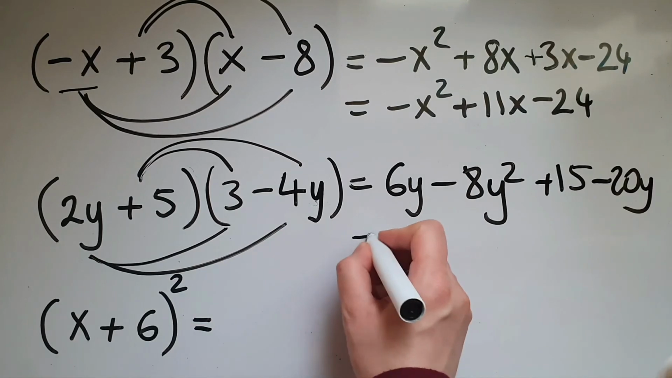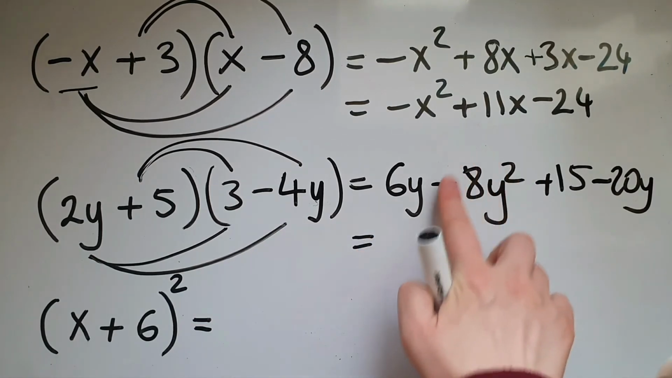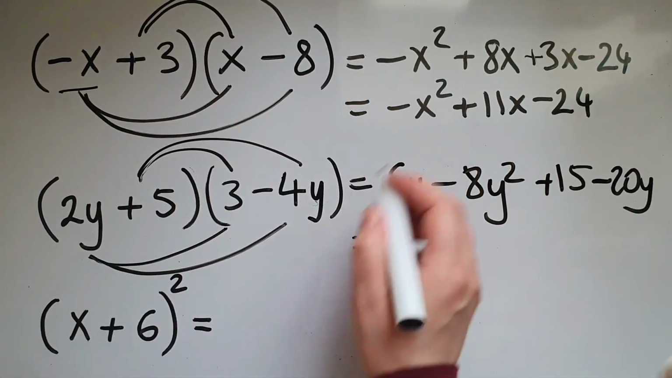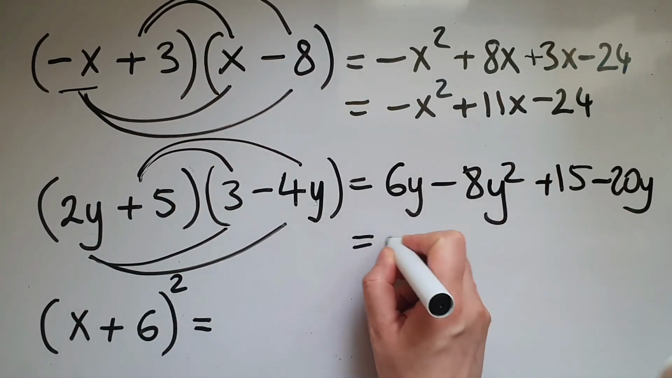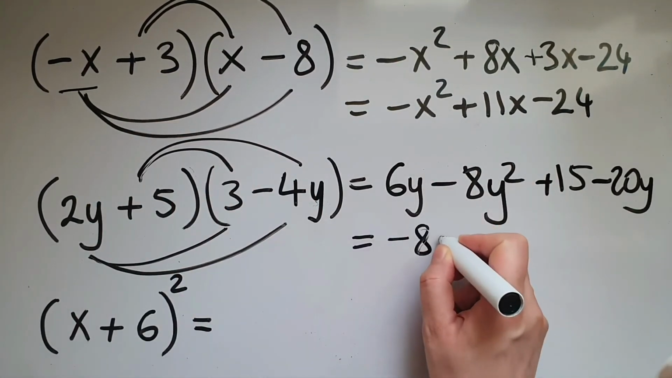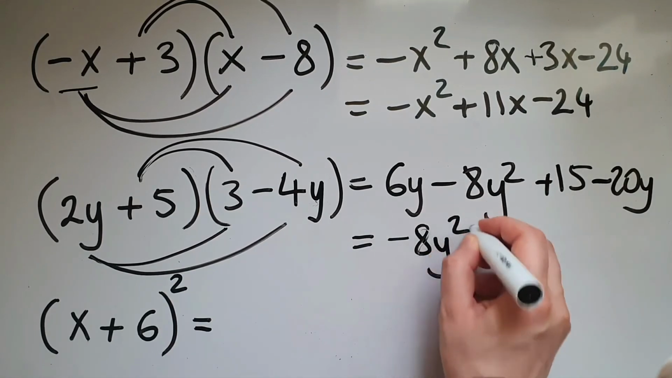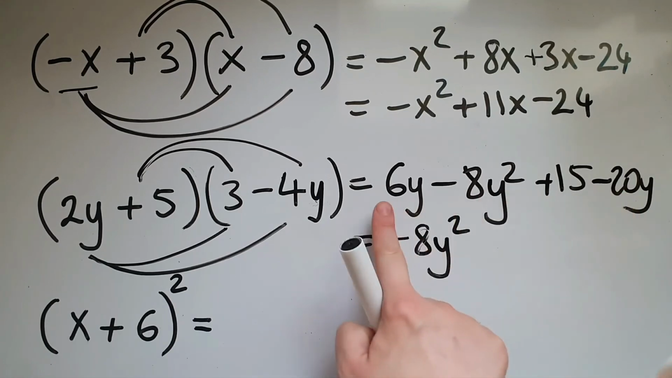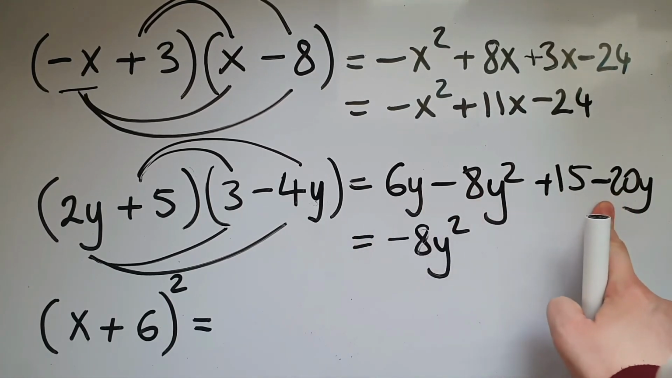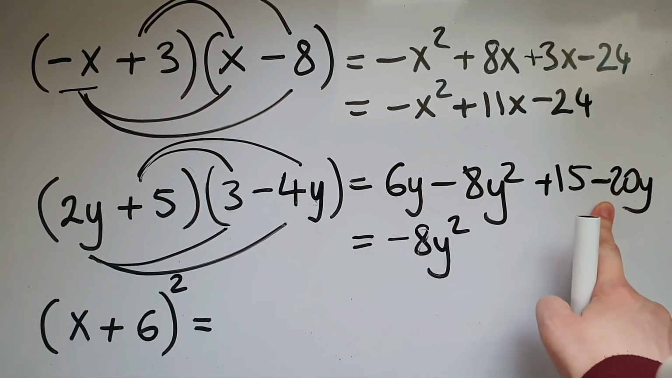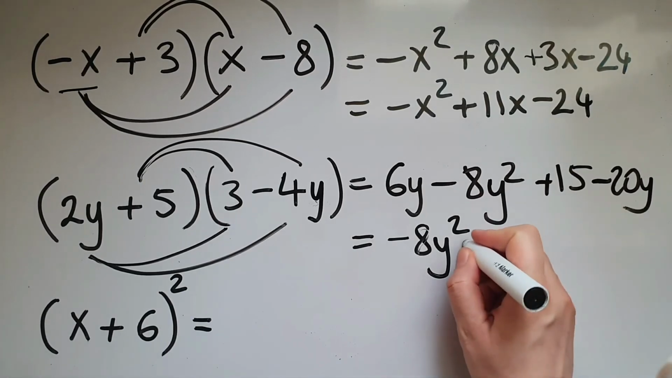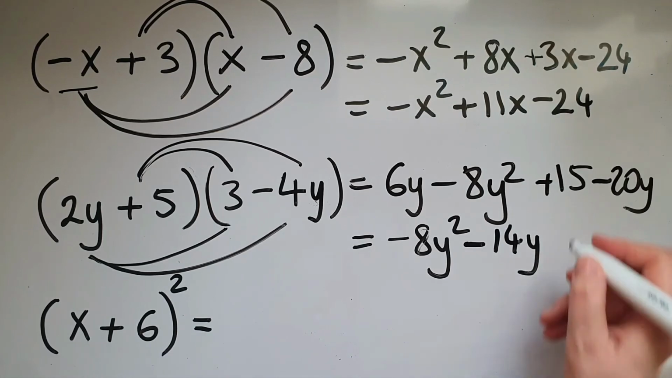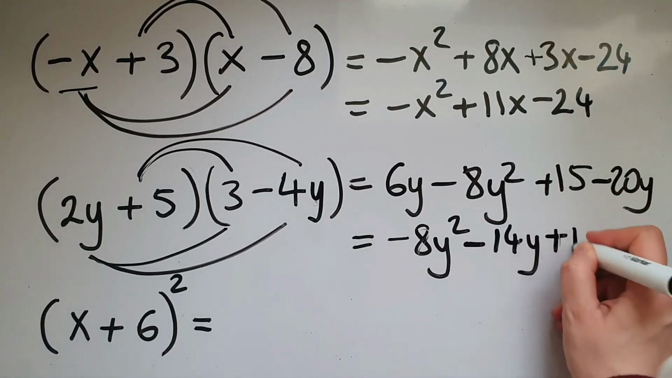Now collecting the like terms, and we start with the y squared first, the x squared, whatever it might be. So negative 8y squared. Then looking at the y's, so we've got 6y, take away 20y. That leaves us with negative 14y. Then we've got plus 15 at the end.